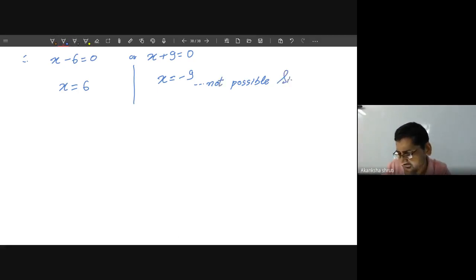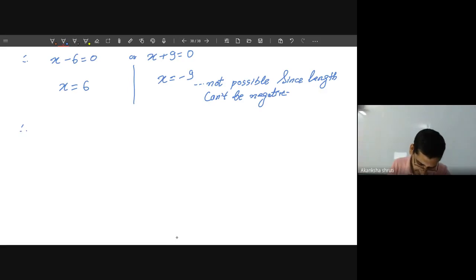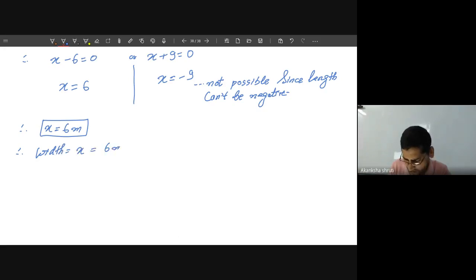Why? Since length, maybe length or width or any kind of thing cannot be negative. So what is ultimately? Therefore, x is equal to 6 meter. Therefore, what is this x? It is our width, is equal to x. This is our 6 meter.